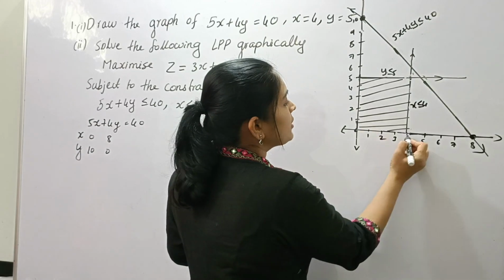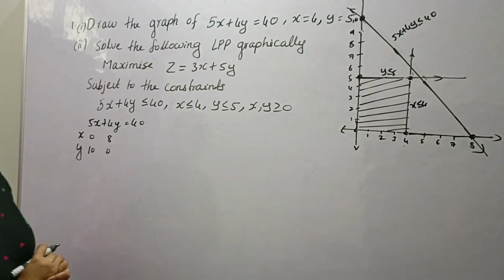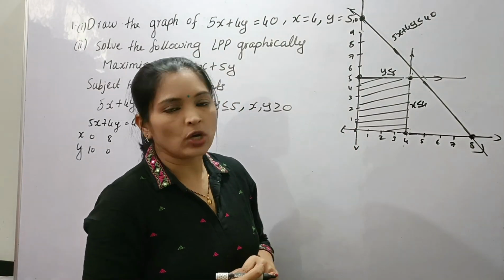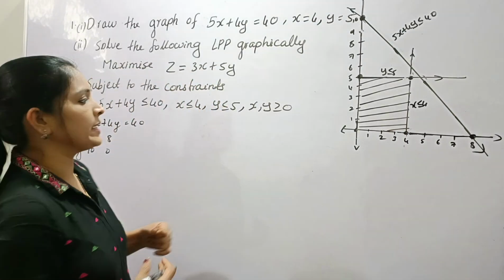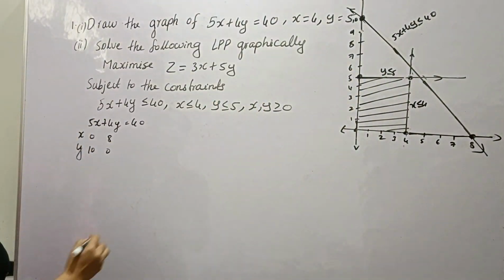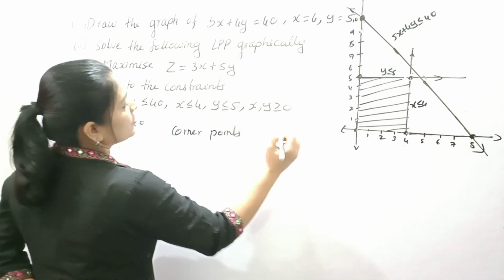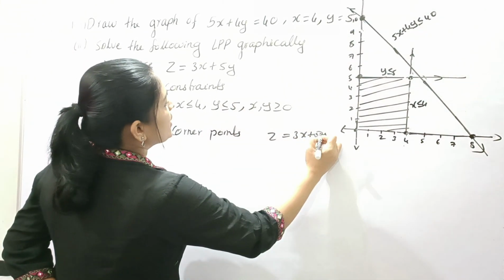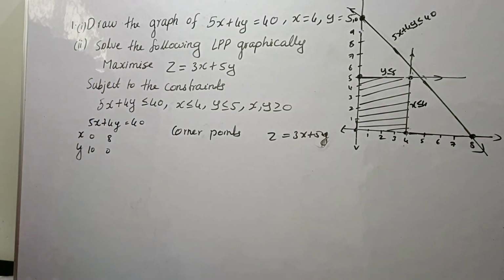And what are the corner points? These are the corner points. Here we have to find the maximum, so no need to consider the origin. So that is the maximum value of z. Let's take these three corner points. z is equal to 3x plus 5y. Here we have to find at which point the given function z is maximum.